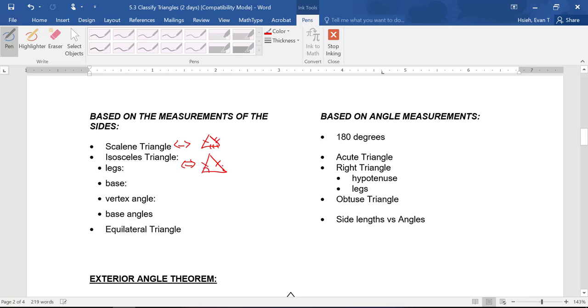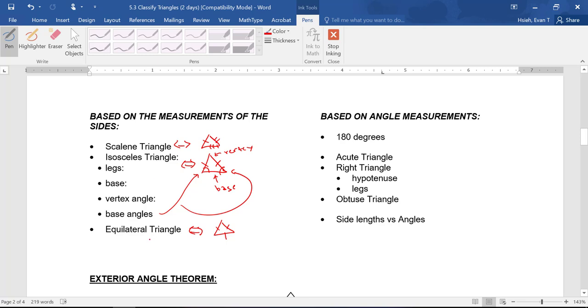Call those sides legs. The bottom is the base. The top is what we call the vertex. And of course these each would be the base angle. An equilateral triangle is when all the sides are congruent to each other.